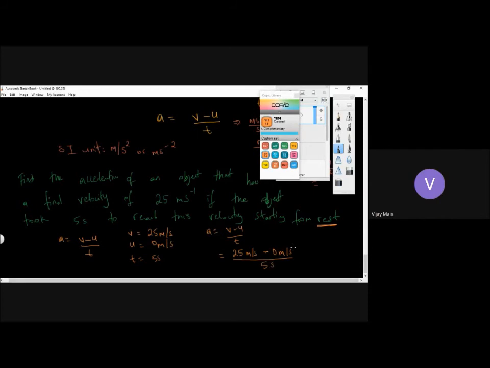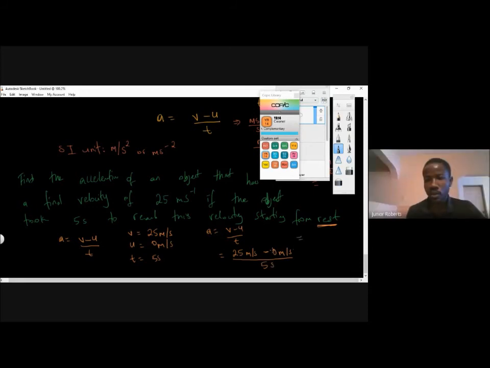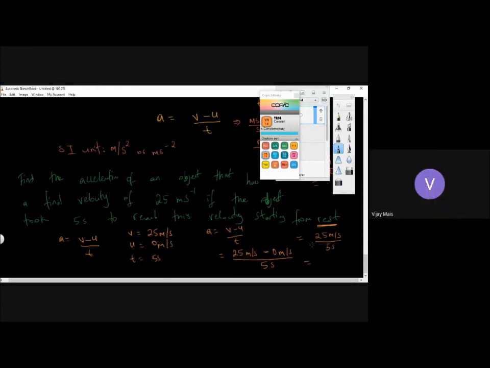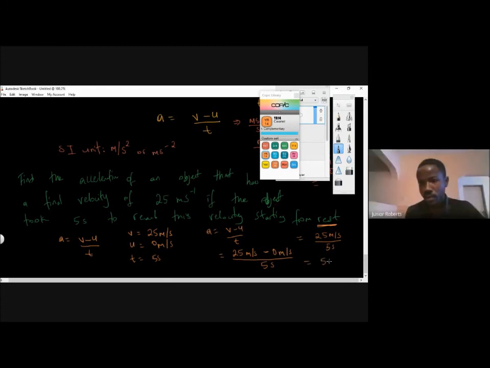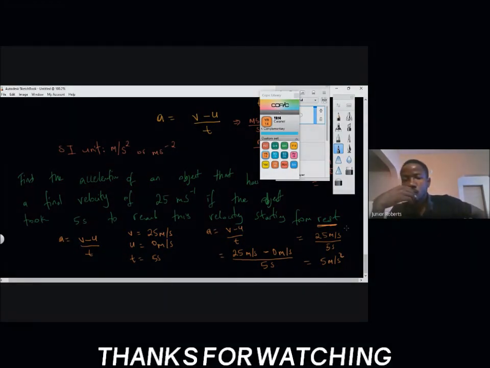So when we work this out, 25 minus 0 is 25 meters per second divided by 5 seconds, right? So what do we get? 25 divided by 5? 5 meters per second squared. Right? Any questions? No, sir.